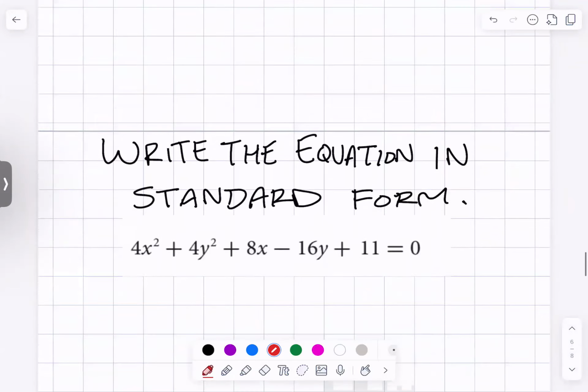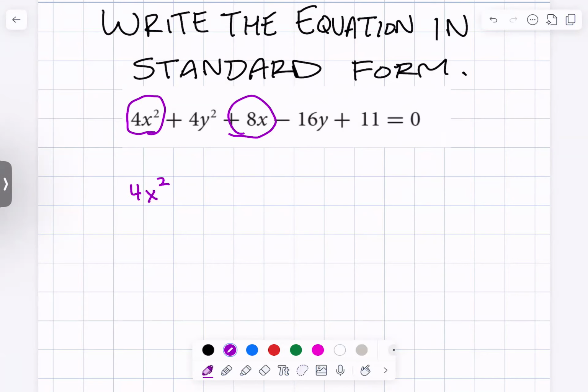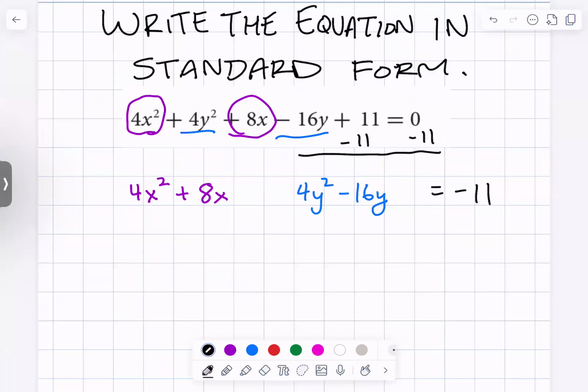Level 4. The difference between this one and the previous one, we're going to take the same steps. I'm going to gather my x's: 4x squared plus 8x. I'm going to gather my y's: 4y squared minus 16y. If there's a constant, I'm going to move it over to the other side by subtracting 11 on both sides. Okay, set it up the same way.